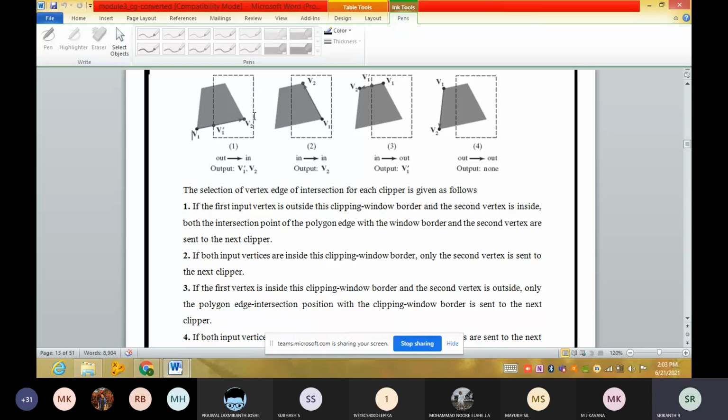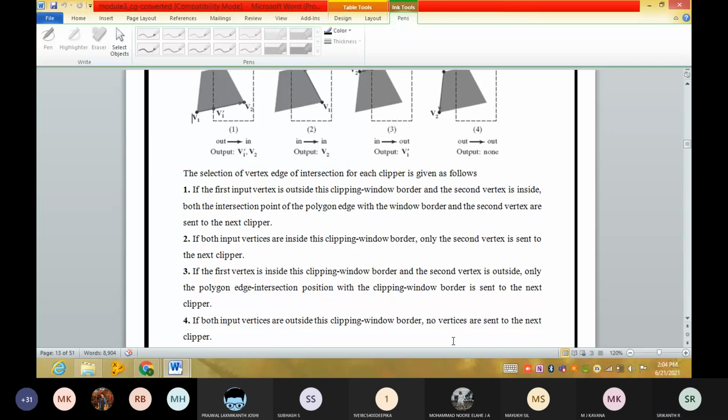The third case is the reverse of the first case. If the first vertex is inside and the second vertex is outside, only the polygon edge intersection position with the clipping window border is sent to the next clipper. If both the vertices are outside the clipping window border, no vertices are sent to the next clipper.